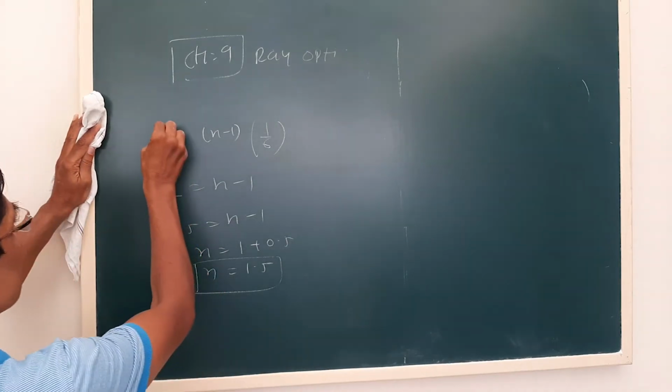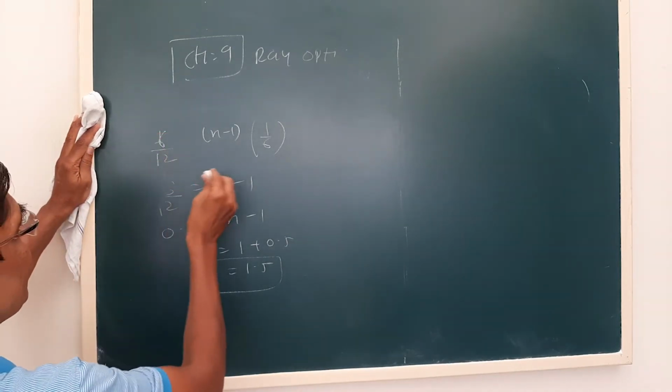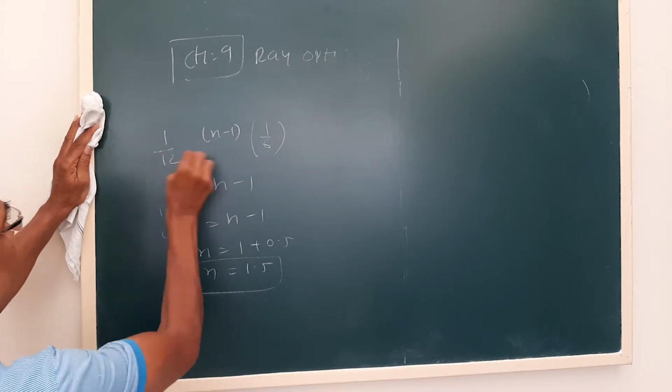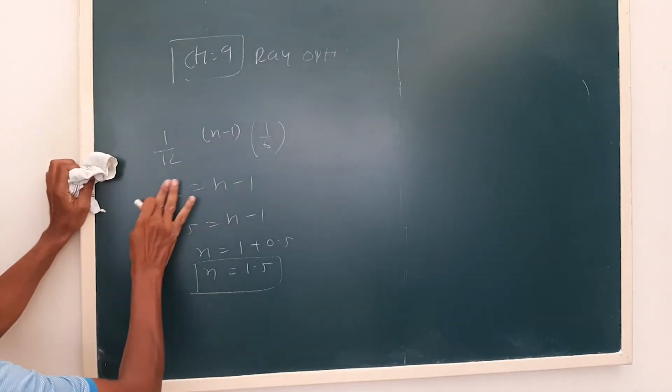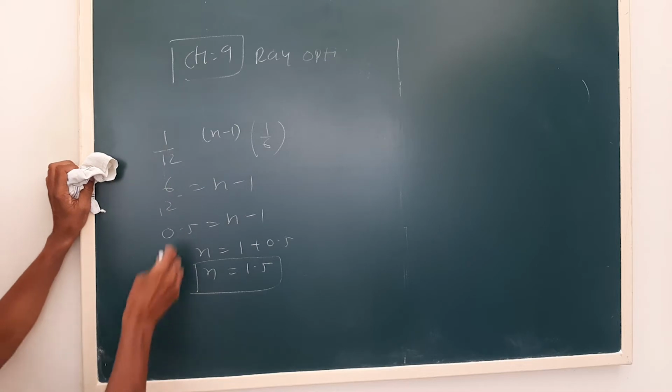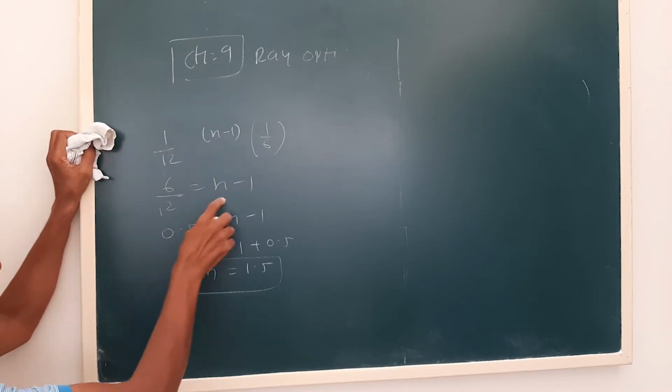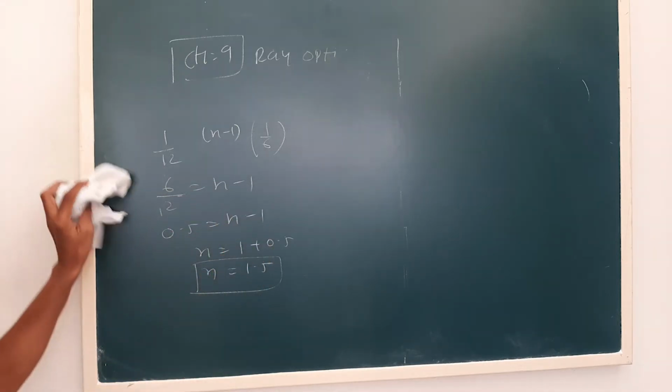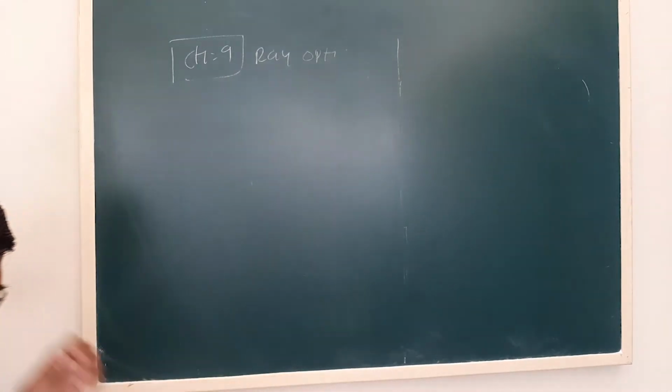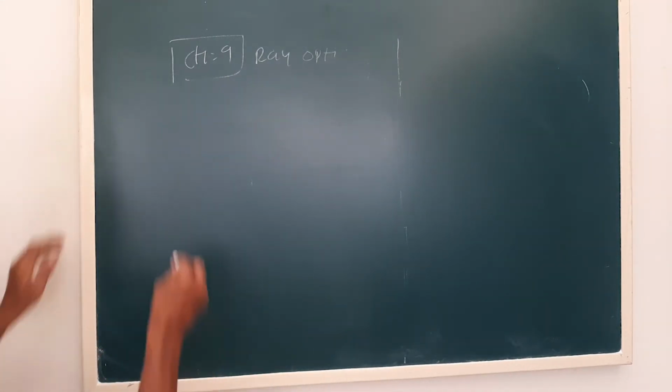Okay, this is 6 upon 12. Okay, 1 upon 12, sorry. Now 6 I have taken on the other side. So 6 upon 12 is 0.5, N minus 1, so N has become 1.5. Now see, this was the second part of the question. Now see the lens.